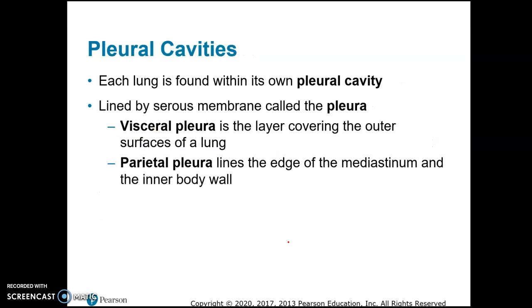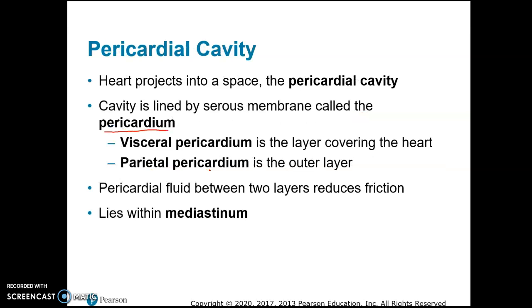When we go to the next one, the pleural cavities contain the lungs, and so we call the serous membrane that surrounds the lungs the pleura. The visceral pleura actually contacts the surface of the lungs, and the parietal pleura lines the body wall. So let's go back and talk about what the mediastinum is.